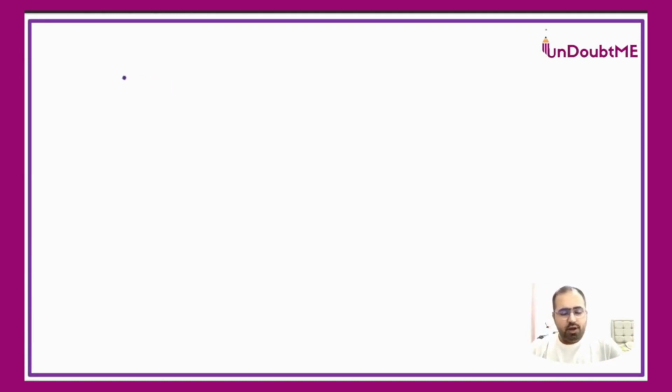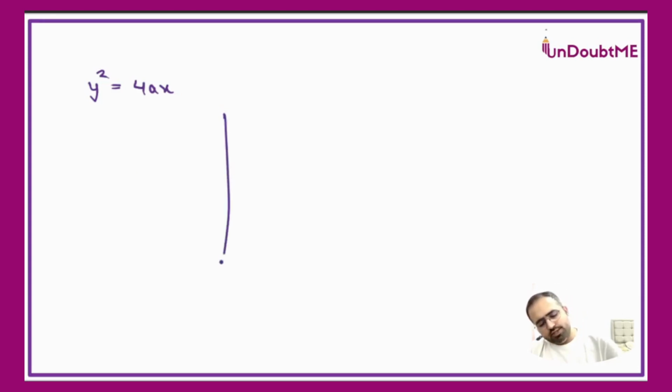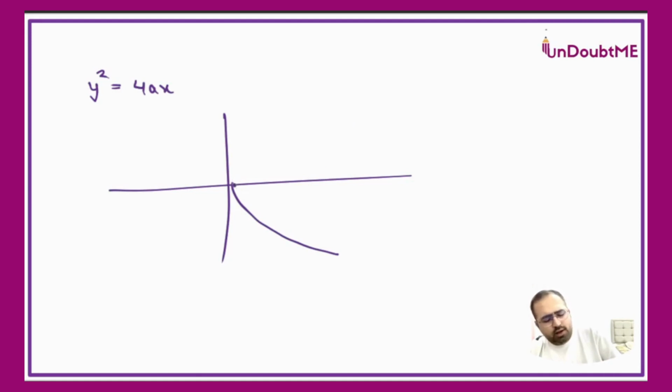So the general equation of a parabola is of the type y square is equal to 4ax. This is just one type of parabola, which looks like this. A parabola is normally drawn somehow like this, but we can draw it kind of like this.